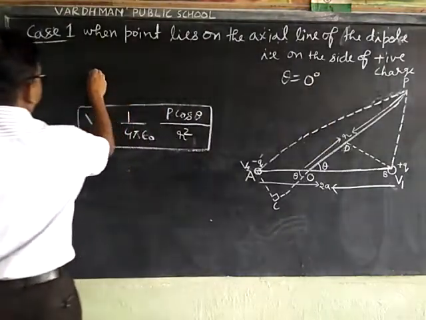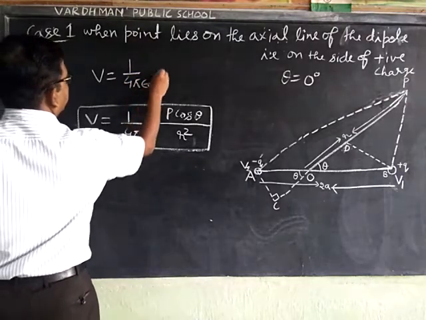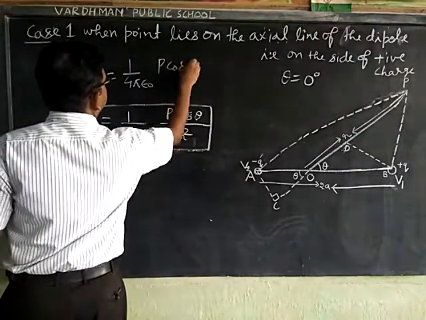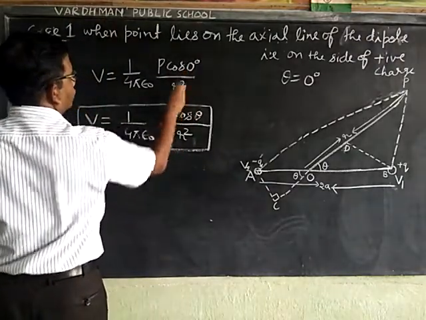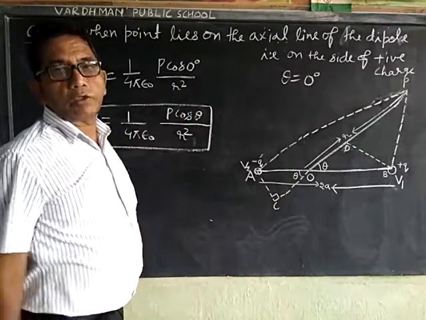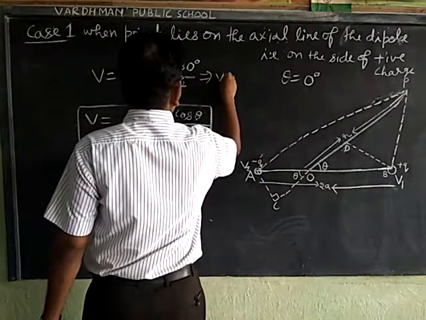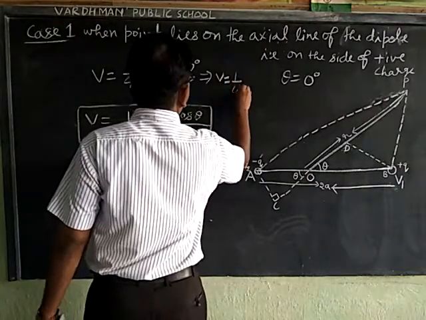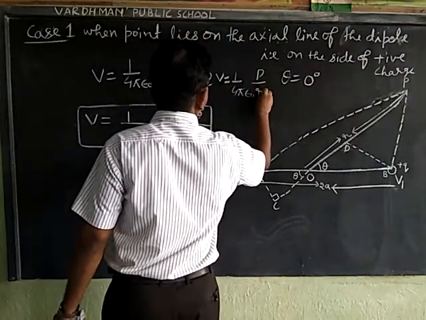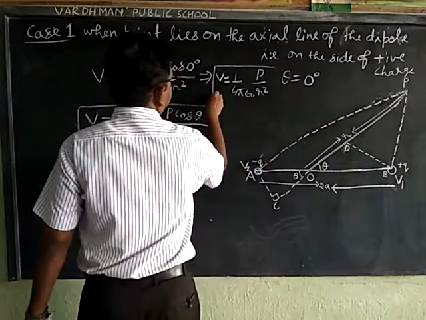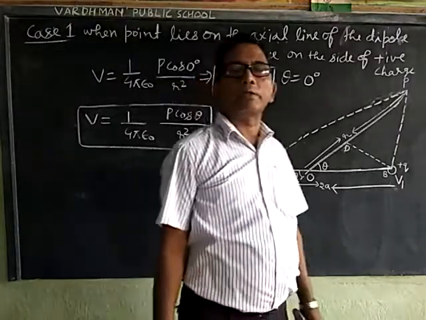Then V is equal to 1 upon 4 pi epsilon naught p cos 0 upon r square. Now cos 0 is 1. What is the value of cos 0? 1. Thus it will become V is equal to 1 upon 4 pi epsilon naught p upon r square.